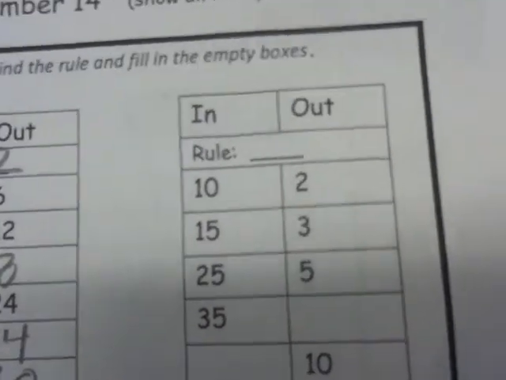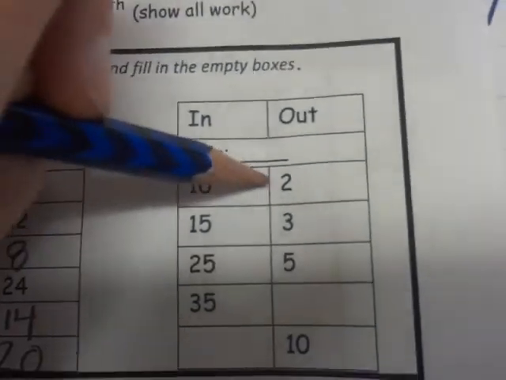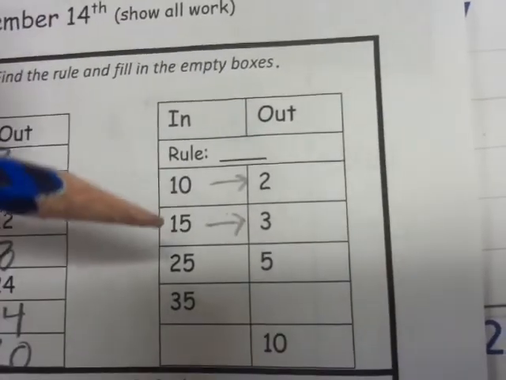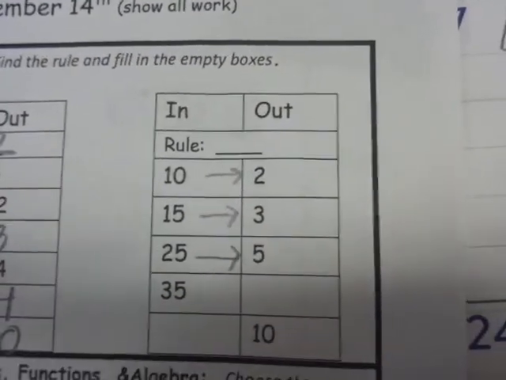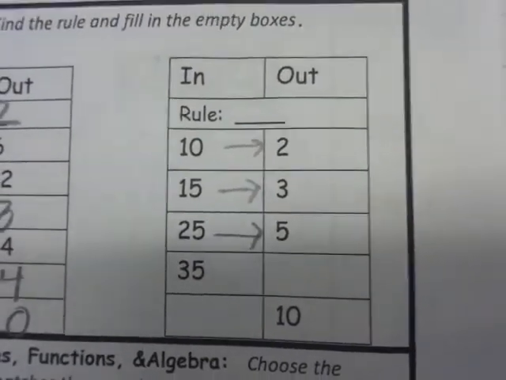Now for my next box. I put in 10 and I get out 2. I put in 15 and I get 3. I put in 25 and I get 5. So my numbers are decreasing. So this is either subtraction or division.